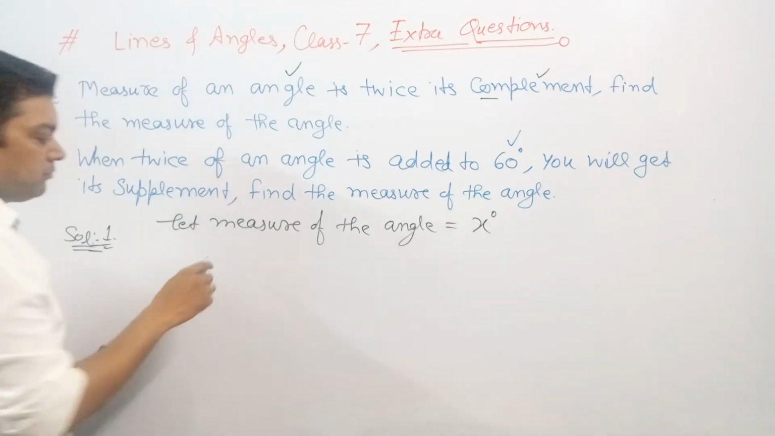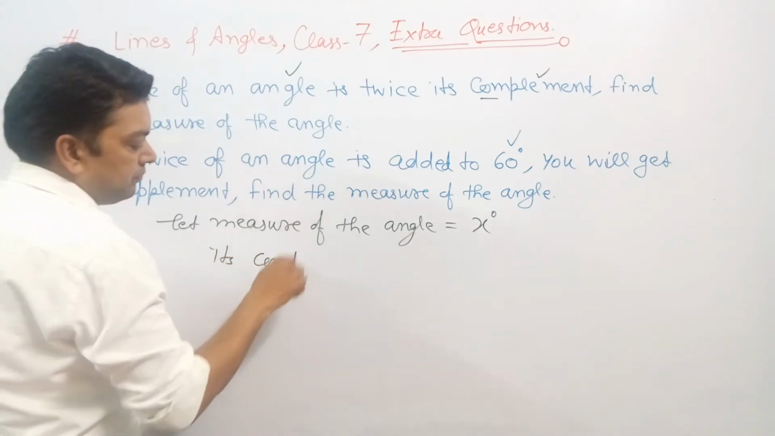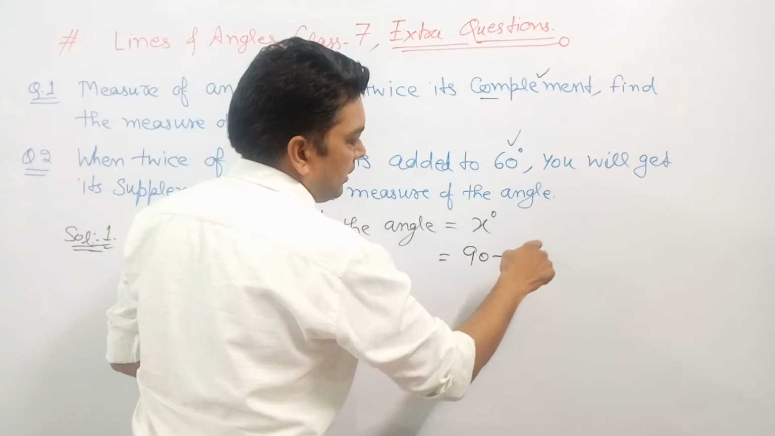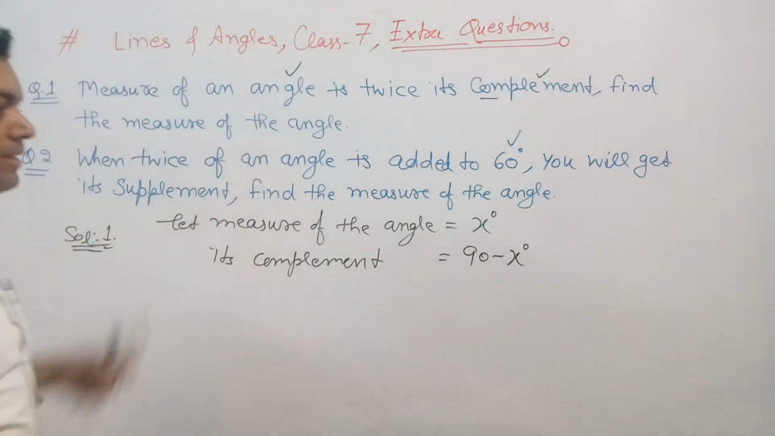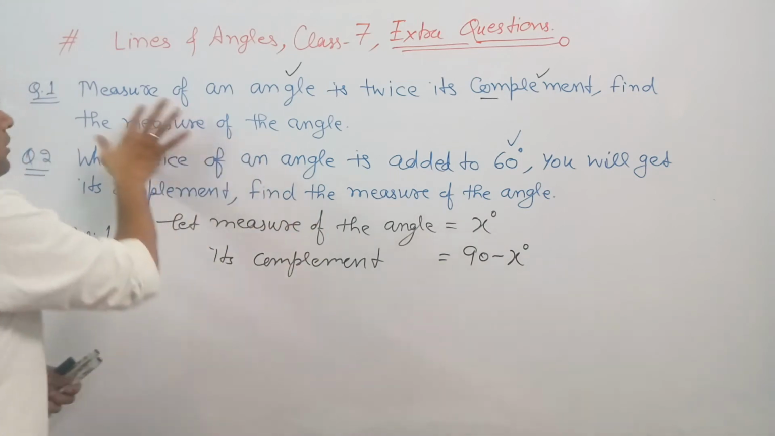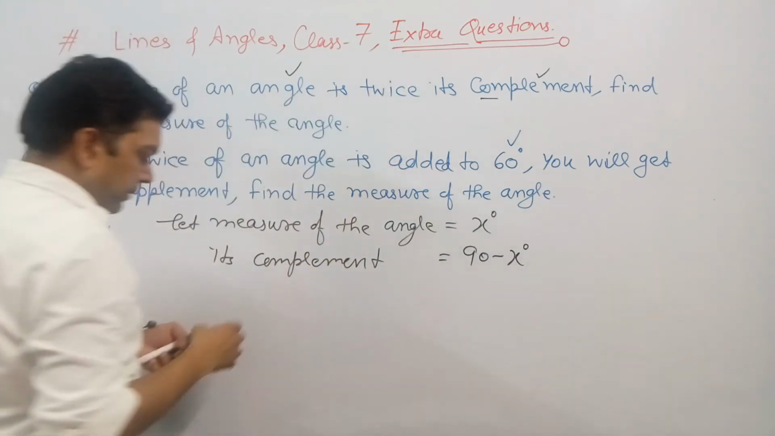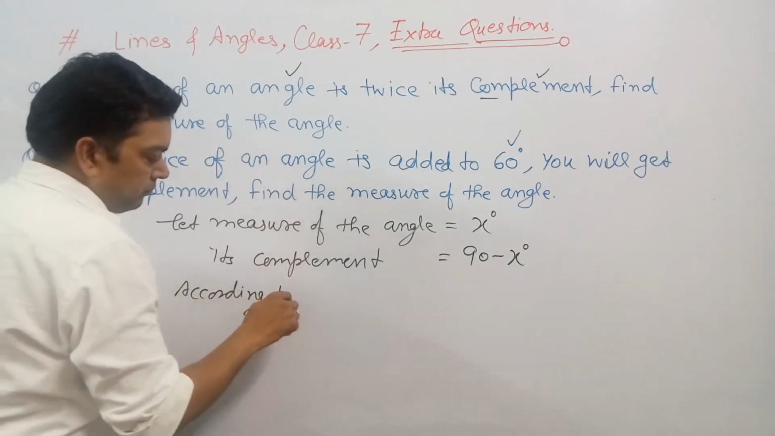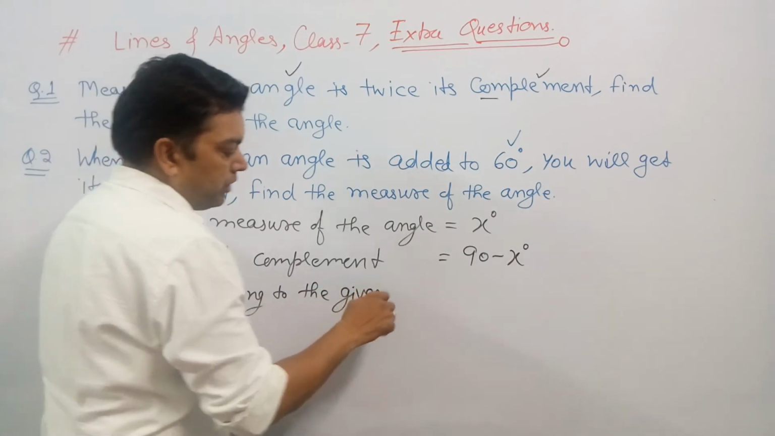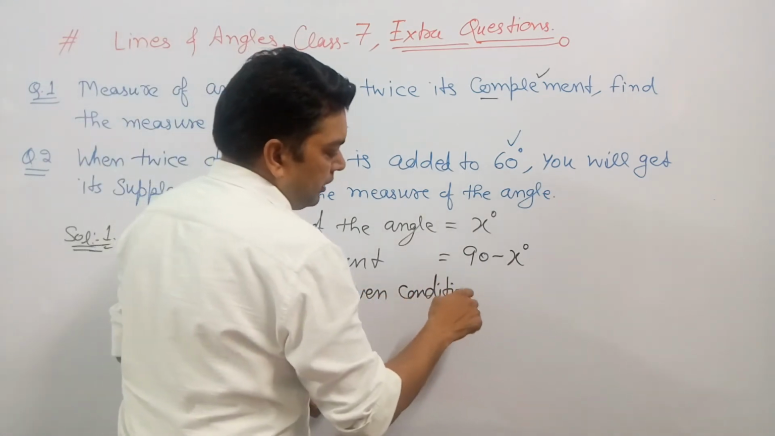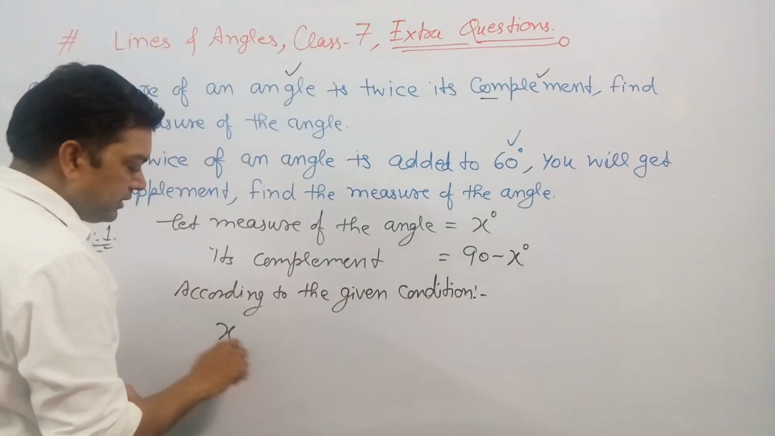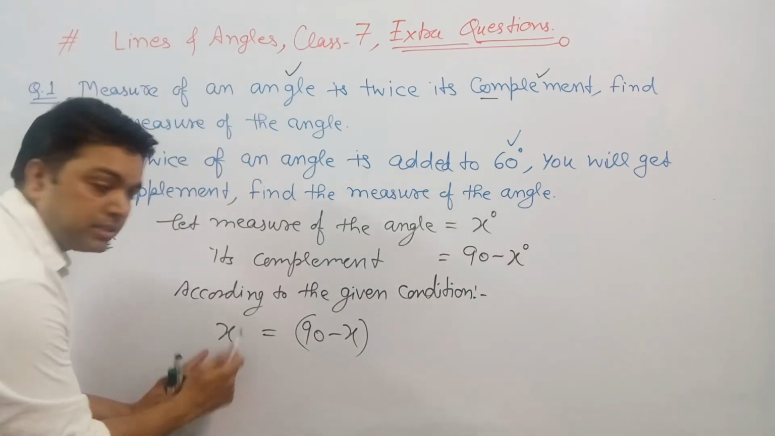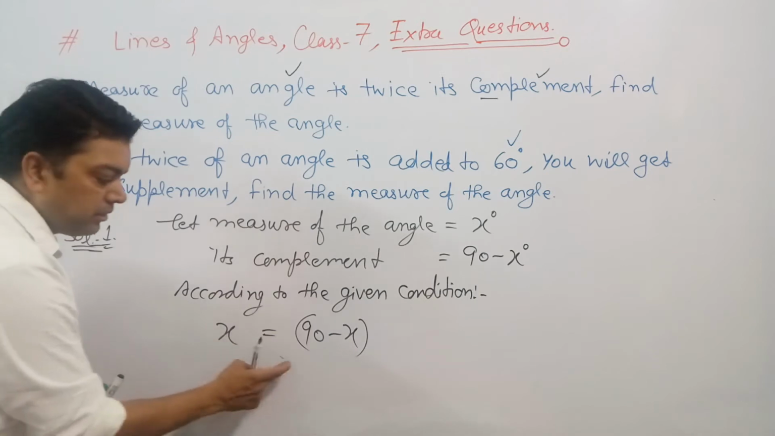Okay, then its complement becomes 90 minus x degree, right? So now read the condition. Measure of an angle is twice its complement. According to the given condition, measure of the angle, this angle x, is twice the complement, meaning this part is twice than this part.